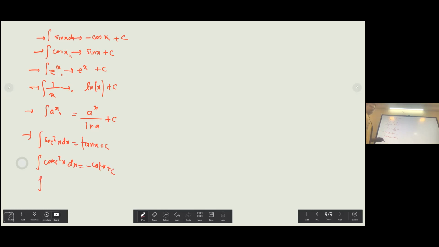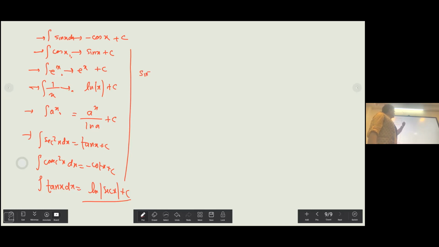A lot of times I think people get confused, thinking the integral of tan x is sec square x. So please remember, integration of tan x is ln of sec x plus c. Generally you need to prove this, integration of tan x is ln sec x. But more important ones are these, I would say.